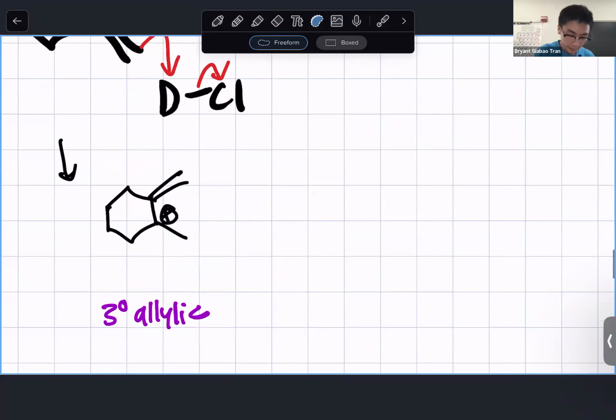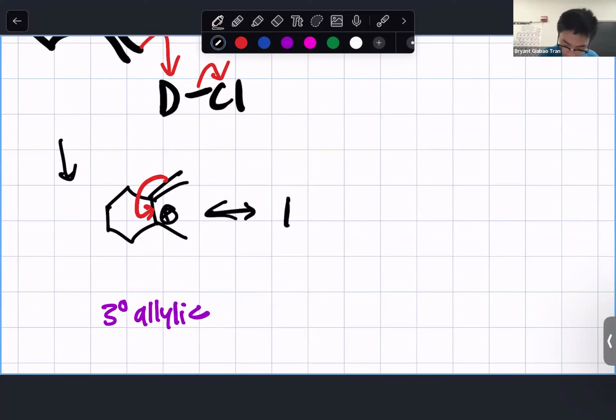Where that tertiary allylic carbocation can do resonance with the double bond nearby. So that double bond can move there, giving us this resonance structure here. This carbon here gained the bond, so it is now neutral. This carbon right here lost the bond, so that carbon has a positive charge, like that.